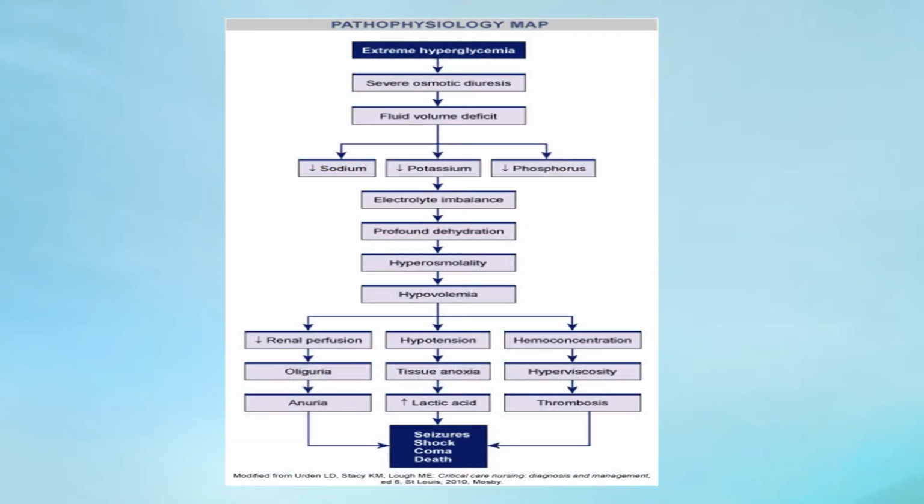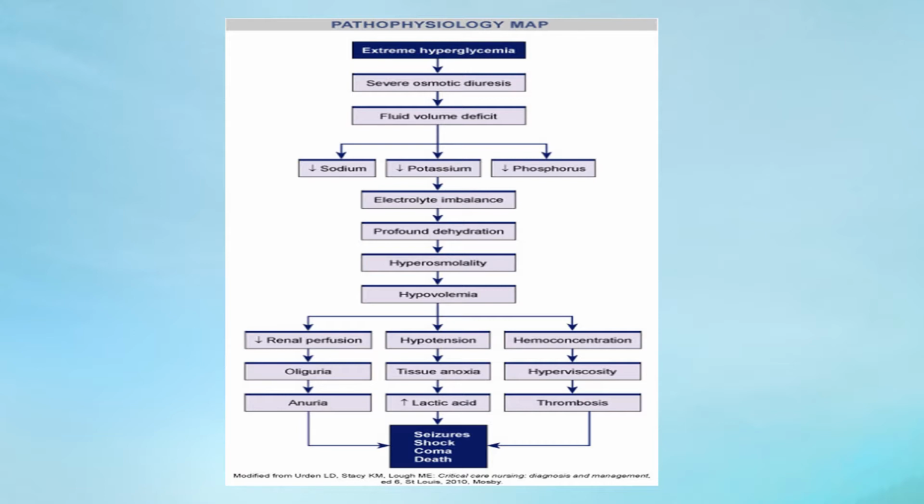And this is a little bit of what I just talked about, some of the symptoms that they'll have. They'll have that severe osmotic diuresis, which is why they're peeing out so much. They have a severe fluid volume deficit. Their electrolytes are going to be down: sodium, potassium, and phos. They're going to have profound dehydration and hypovolemia, and a lot of times with the hypovolemia, they'll have decreased renal perfusion, hypotension, and hemoconcentration.